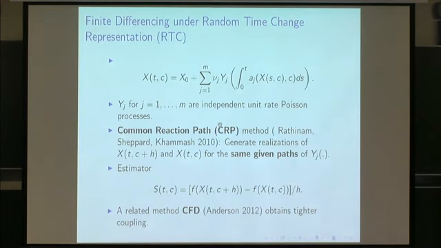Okay, so that leads to a method that I worked on with Patrick Shepard and Mustafa Kamash, and we call it the common reaction path method. So it's a form of common random numbers, but it's more mathematical, or more in the spirit of this equation. And we found that it had lower variance than just using any old common random numbers. And it leads to this estimator. So again, it has the same formula.